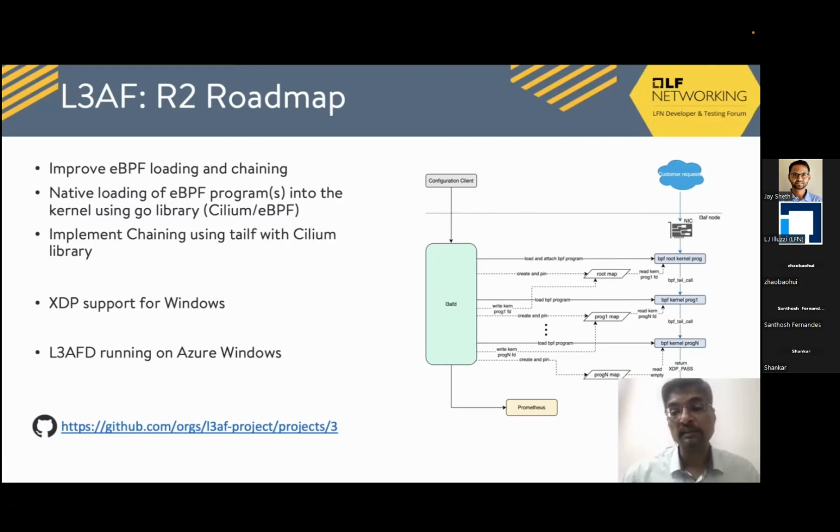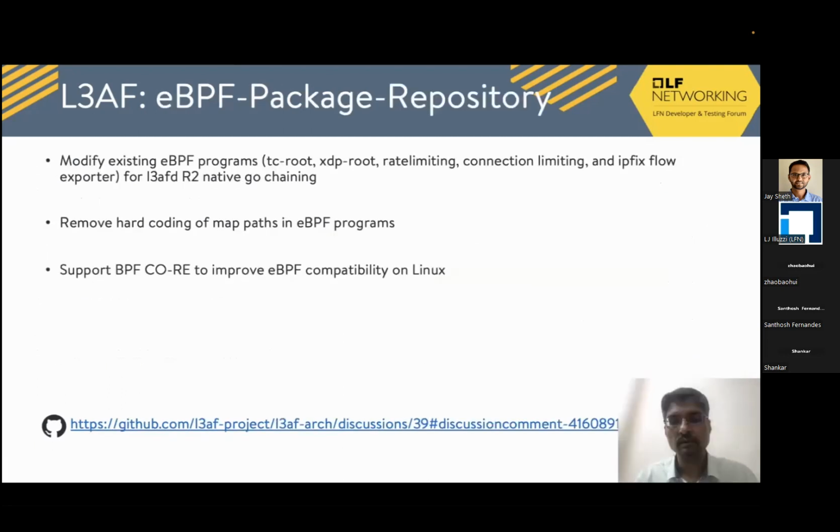I want to emphasize Leaf supports a cross-functional platform. In the upcoming roadmap, we are planning to support XDP programs and libd running on Azure Windows. To achieve loading of eBPF programs from the native Go library, we need to make changes to existing eBPF programs in the eBPF package repository. We'll modify existing root and rate limiting eBPF programs initially, and the rest will follow.